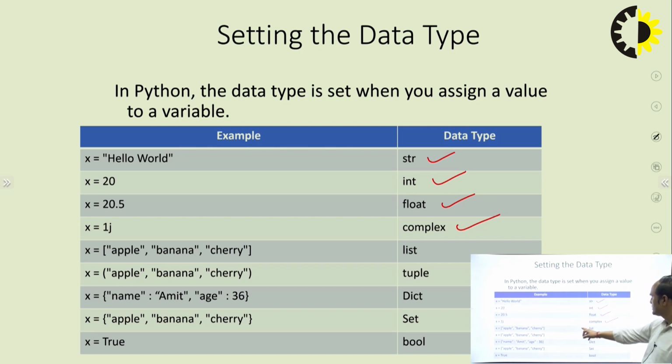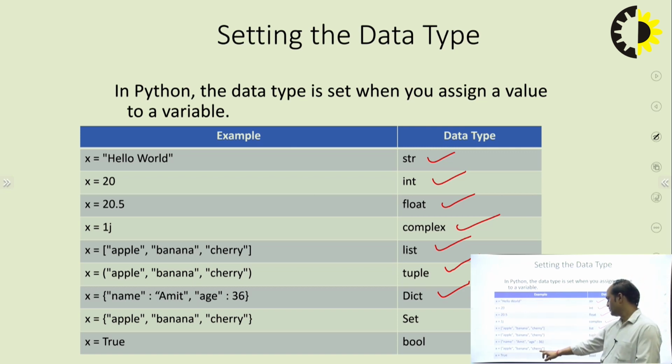Next, x = ["apple", "banana", "cherry"]. This data type is called list. If we use round brackets, then it is a tuple. When we use key and value both in the same curly brackets, this is called dictionary. And with curly braces holding only values, we get the set type. Then x = True or x = False is called the boolean data type. So these are some basic data types that we will use in the Python programming language.